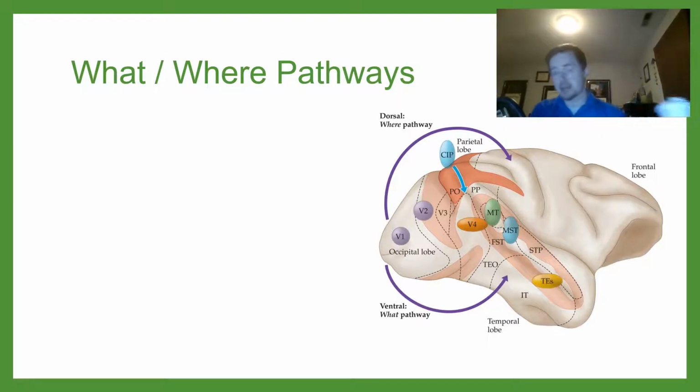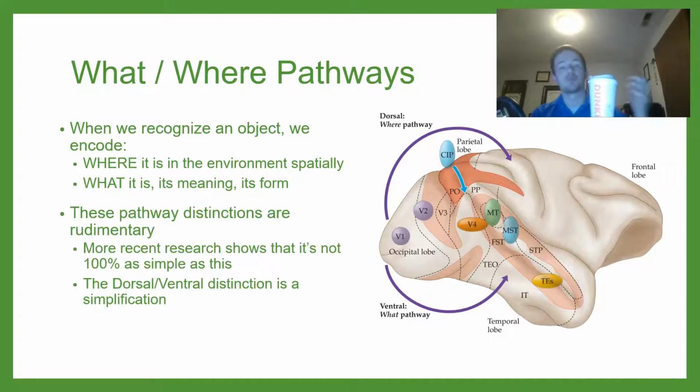That may not come as a surprise. But what is a surprise is that these two processes are completely different. They don't even really interact with one another. So whenever we are looking at an object, we have one part of our brain that's going to tell us where something is, and we have one part of our brain that's going to tell us what something is.